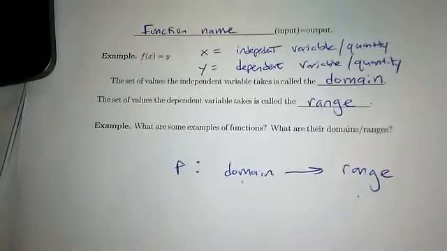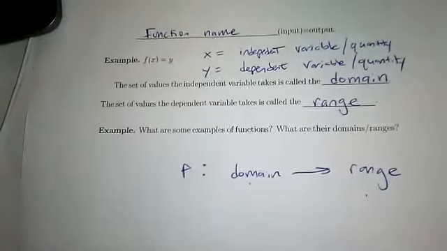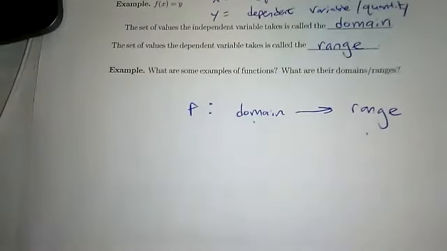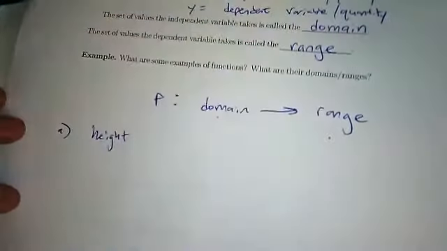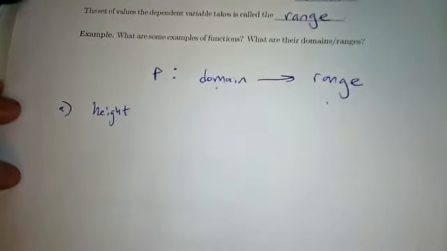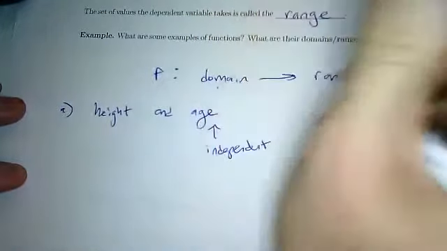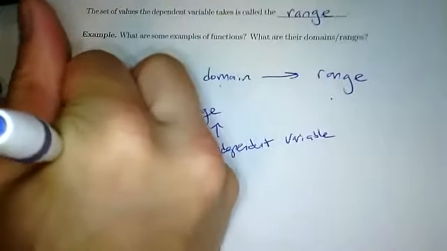All right, and so what are some examples of functions that you can think of? It can be anything. Give me something. So what about height and age, right? Some of these might not be super precise. So height and age. That'd be like you grow to a certain point, and then you shrink. Exactly, yeah. So age would be your independent variable, and height would be your dependent variable.